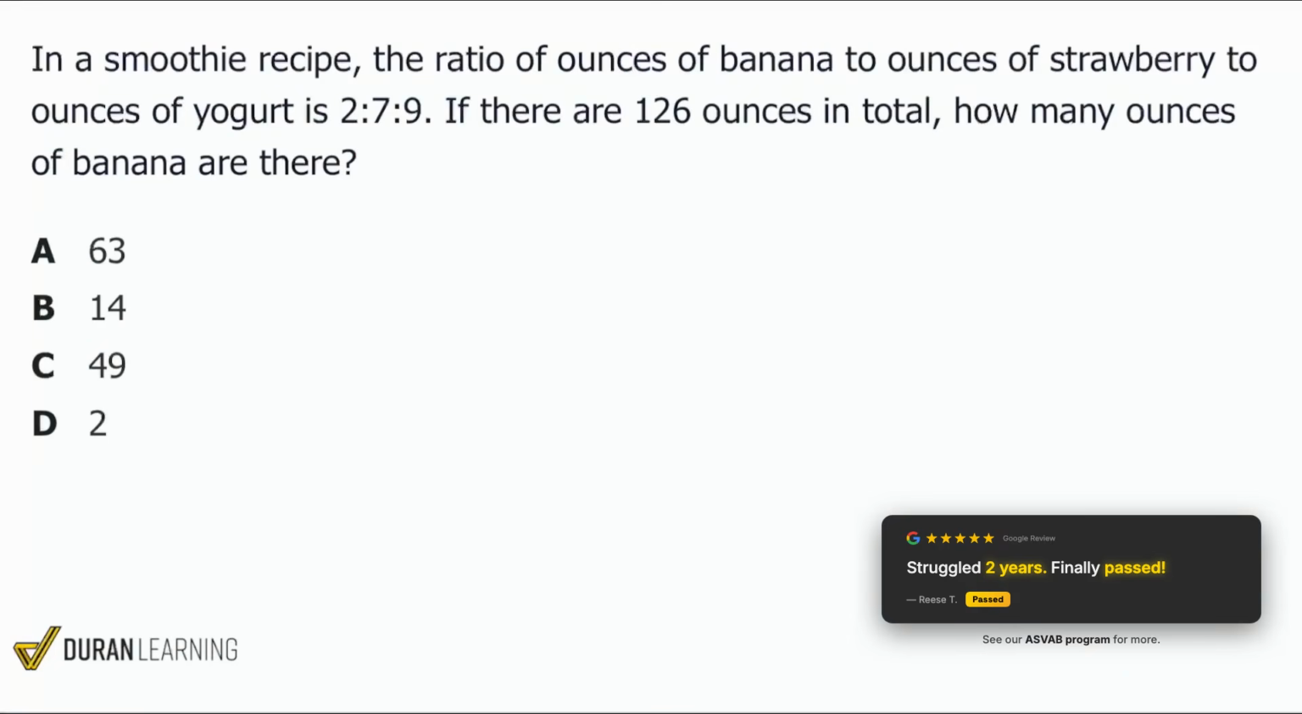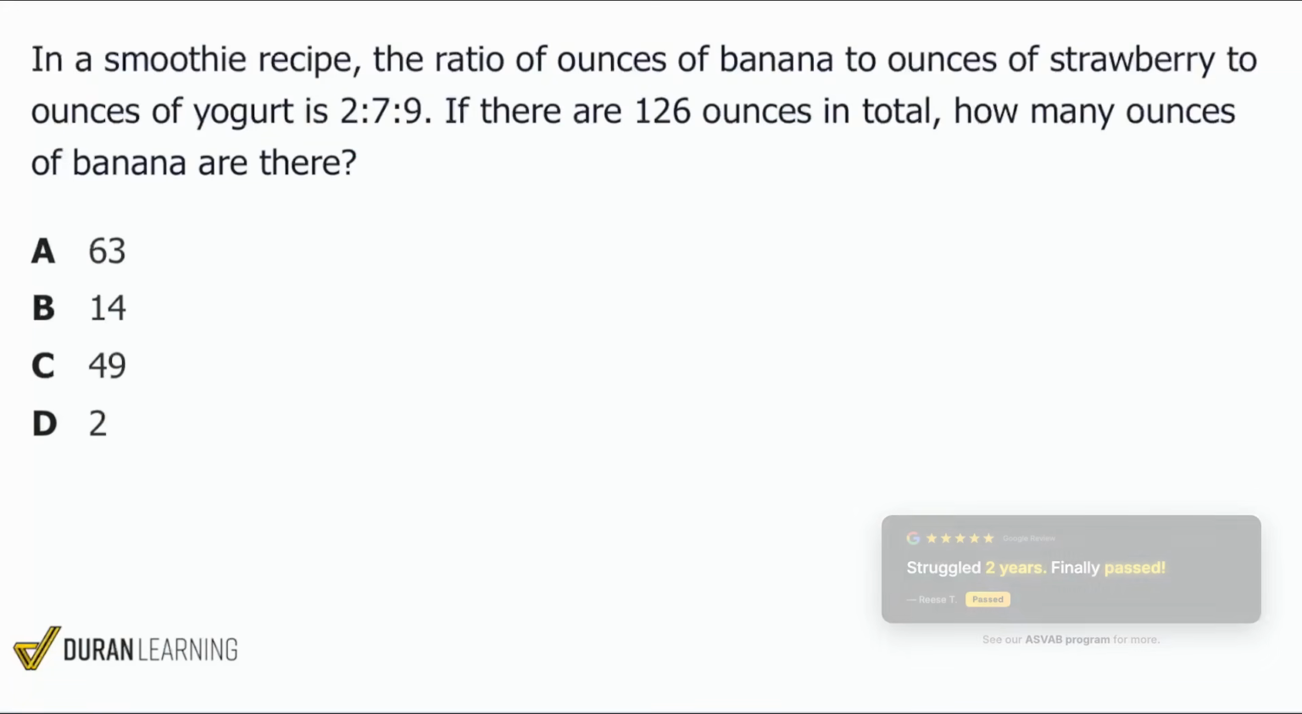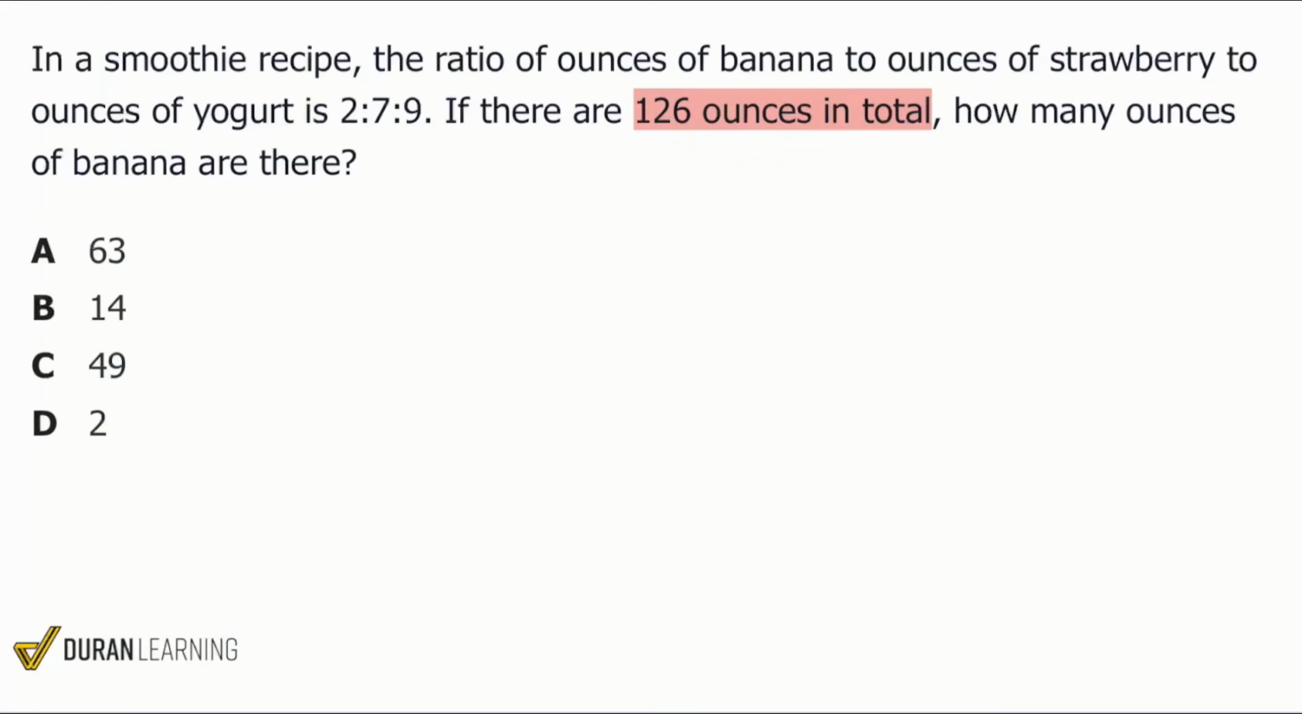Here in the question sentence, as always, that's where your biggest clues are going to be, in the beginning at least. Because in this question sentence, notice that it says, if there are 126 ounces in total, how many ounces of banana are there? So one more time, we have 126 ounces in total. How many ounces of banana? So that's the comparison I'm going to start by writing out. I'm going to write my comparison here.